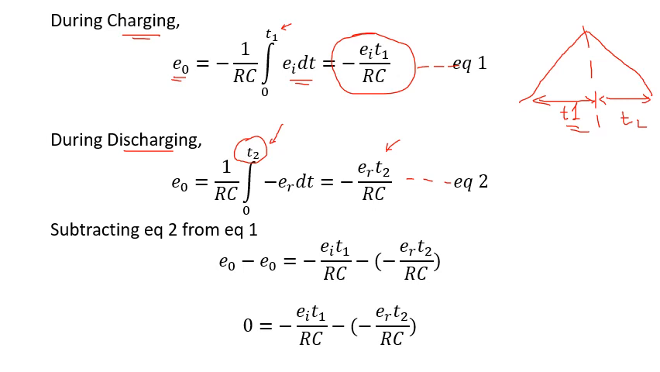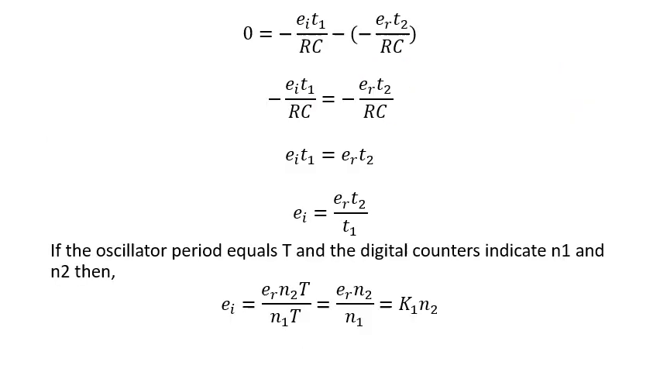Next, you have to subtract them. Since both of them have E naught, if you subtract E naught minus E naught, you will get a 0 here, and these are the two charging and discharging values. You have to take one term to the other side. The minus and minus will cancel, RC and RC will cancel, and you will get EI T1 equal to ER T2.